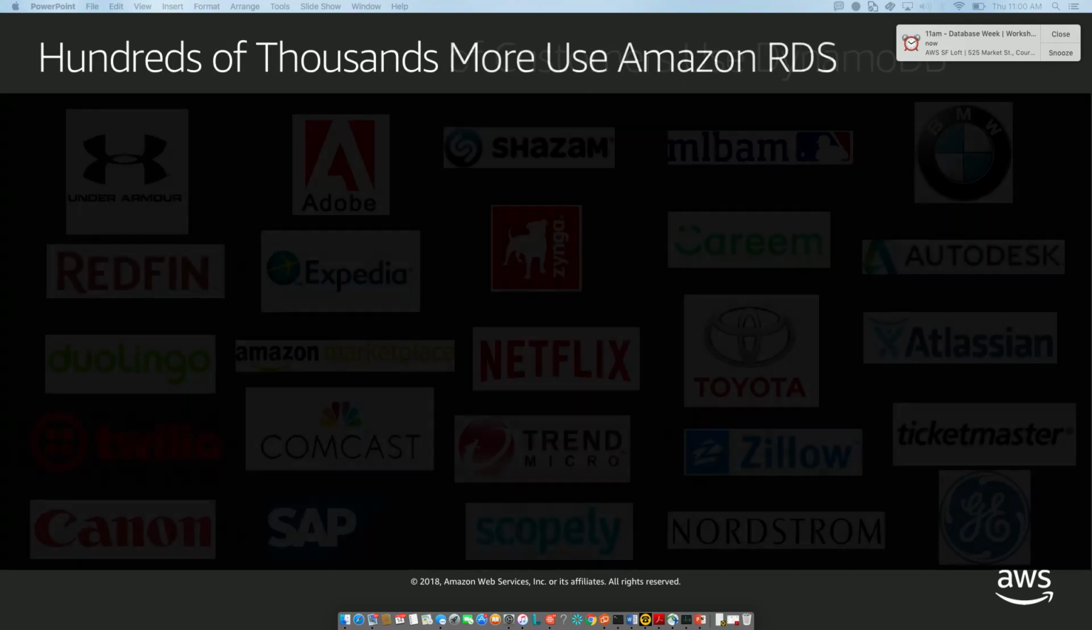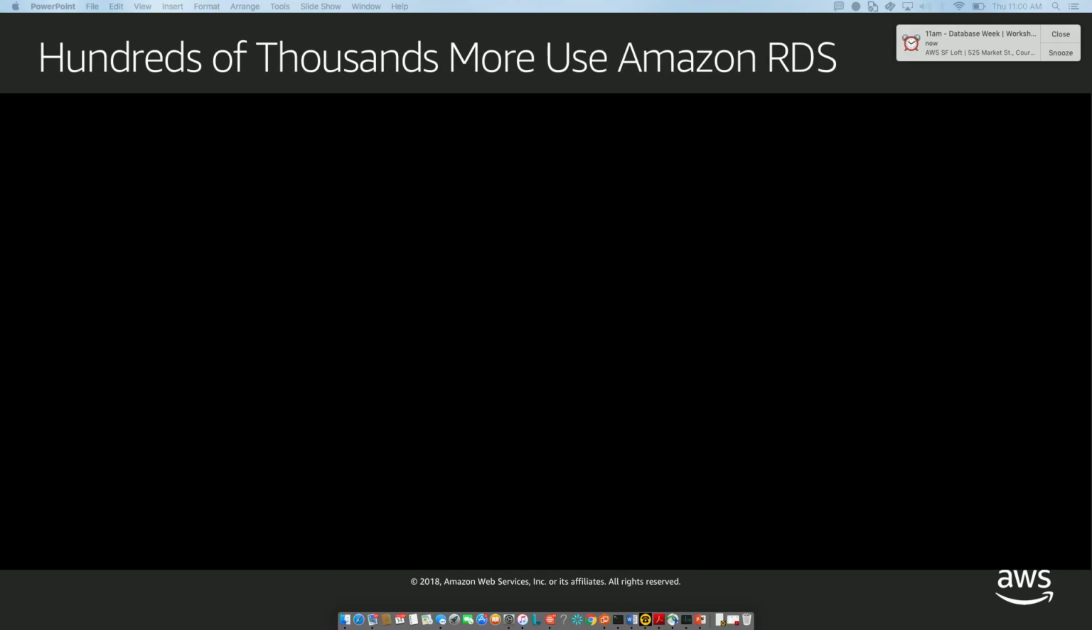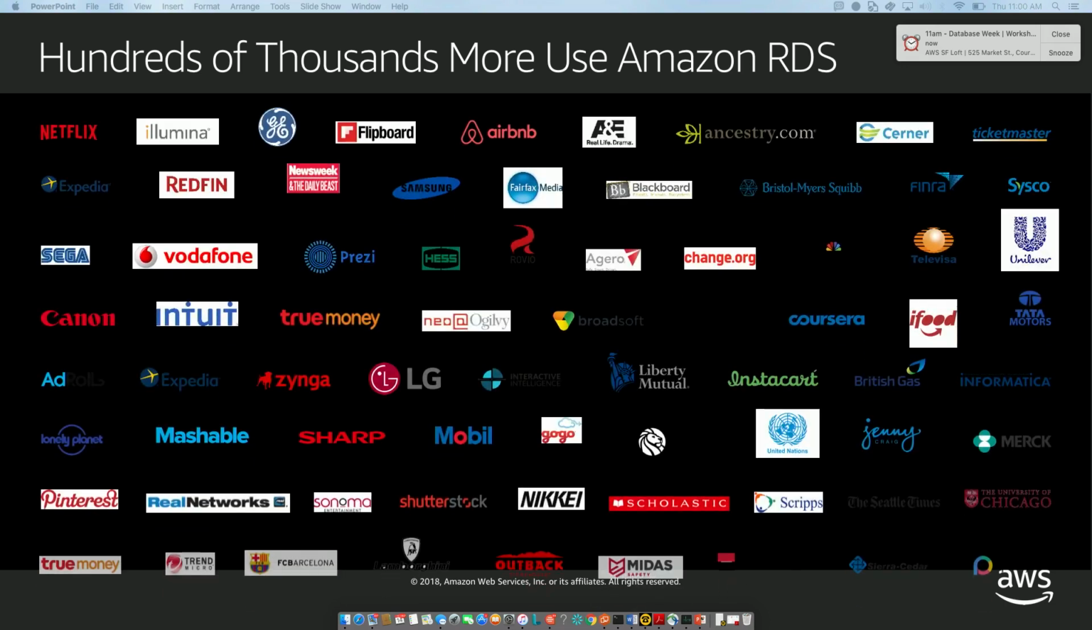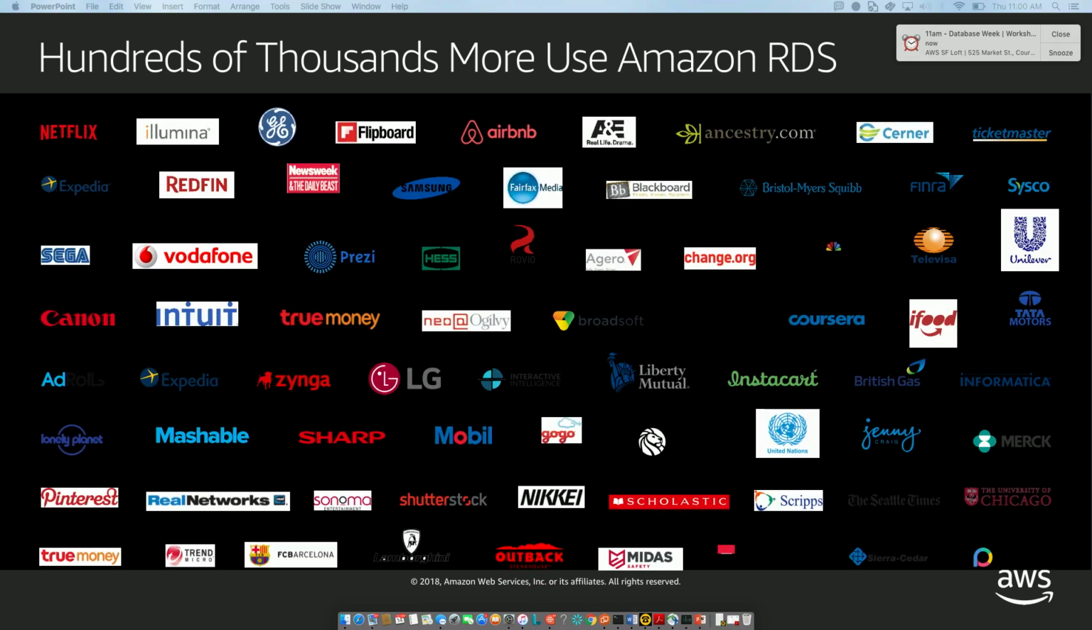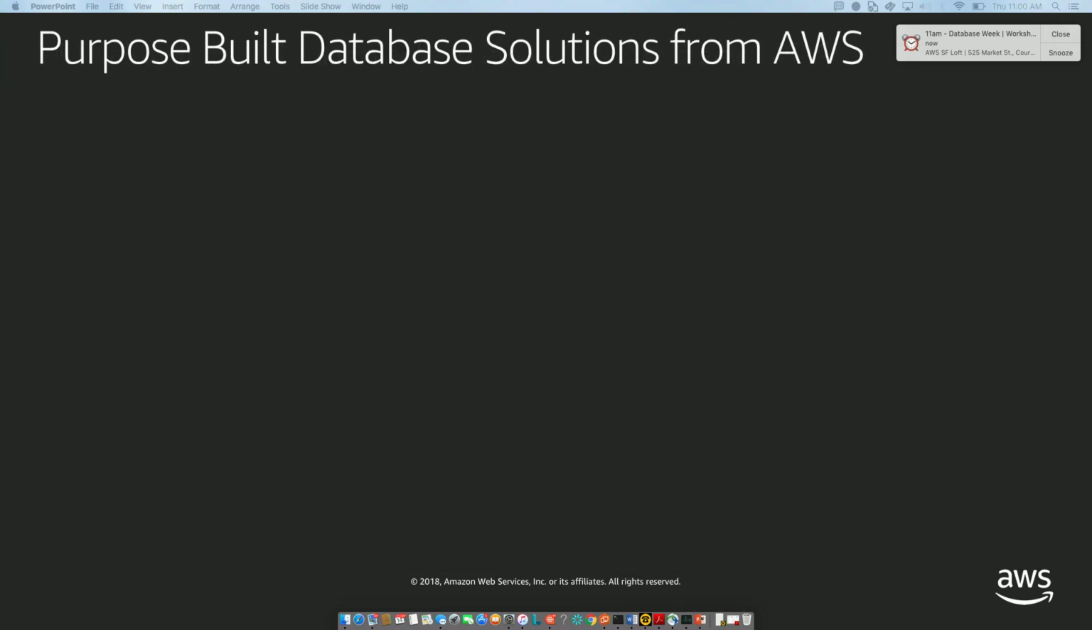So thousands of customers are using DynamoDB today. We spoke about how most of the apps on your mobile phone today are using DynamoDB in the backend. And many more are using RDS. Relational databases have been here for 30, 40 years. They're going to be here for a long time. And so we support all the relational database flavors, and there are thousands of customers that are using it.